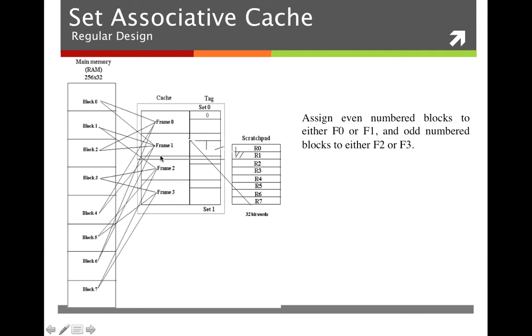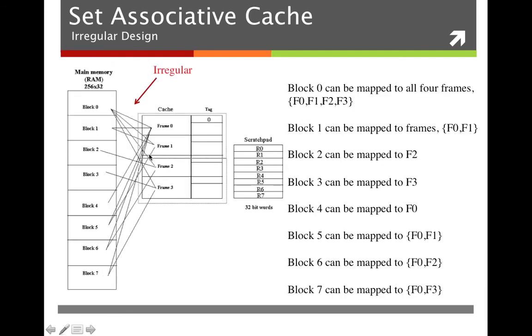Now this is what I call an irregular set associative cache, because as you can see, this first block, for example, is assigned to all the frames. The next block is assigned to the first 2, and then the third block is only assigned to frame 2, and the fourth block, which is block 3, is assigned to frame 3. Some other ones are assigned to 1 or 2 and so on. These are written down here, so hopefully I haven't made any mistake in copying them down.